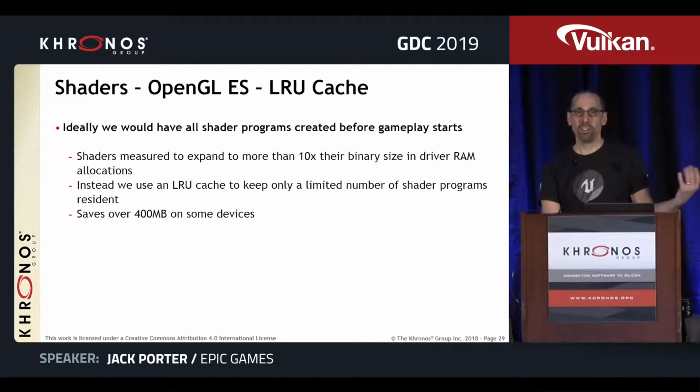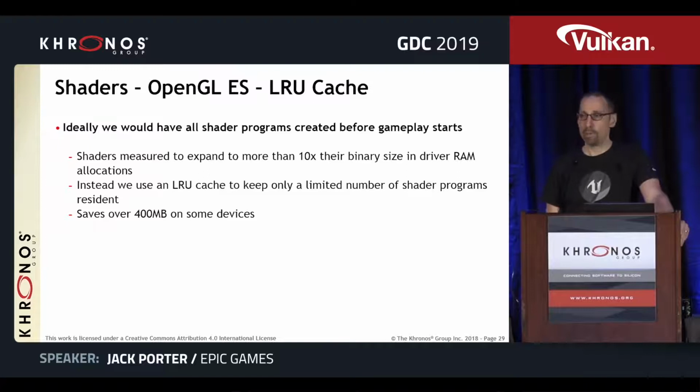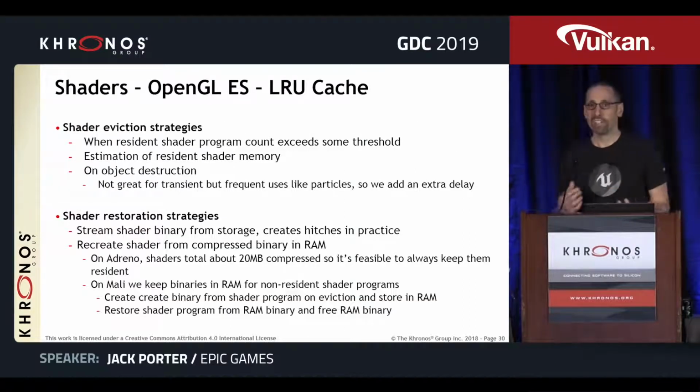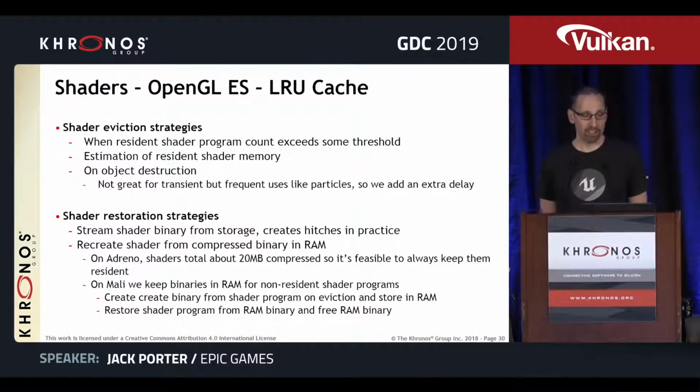So ideally, we'd just recreate all of these and we'd be good to go and would never have any hitching during the game. All the shader programs would be prepared. But even though the binary data is in the order of 20 to 30 megabytes, they balloon to more than 10 times their size inside the drivers on certain devices. So we found it's just not feasible to keep 400 megabytes of shaders in memory, so we need to have an LRU system. And we have some different strategies for the LRU for how we want to evict the shaders and which shaders we want to keep around.